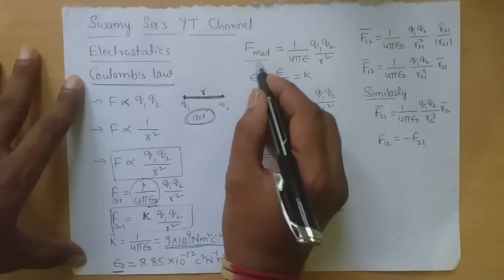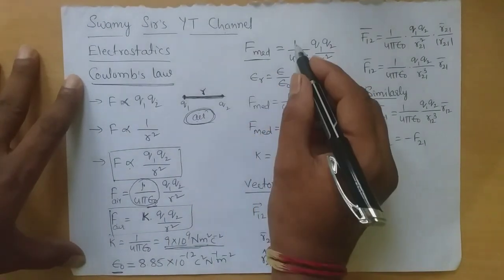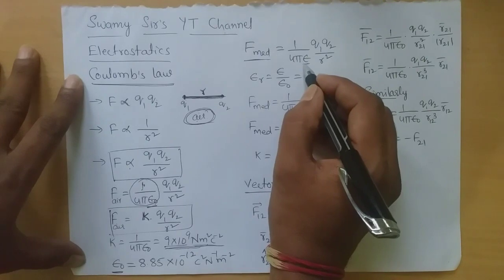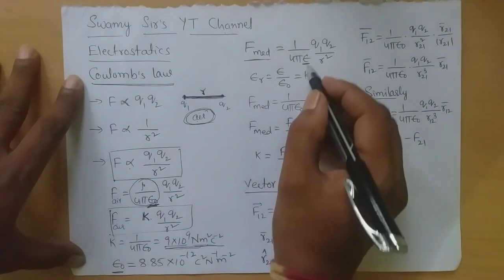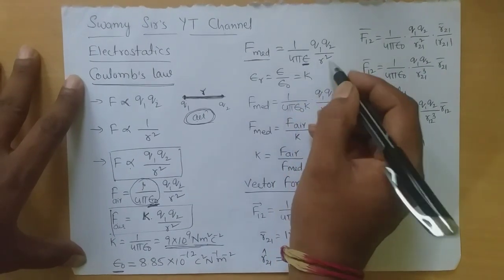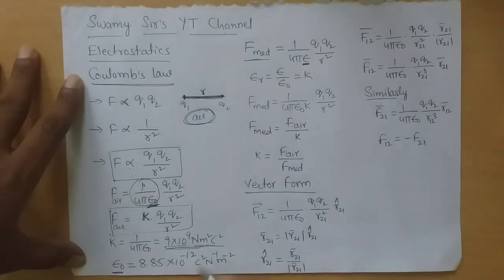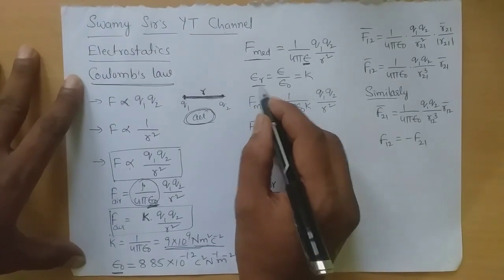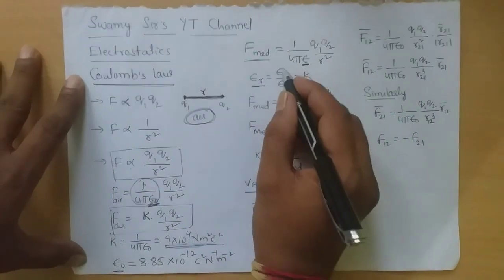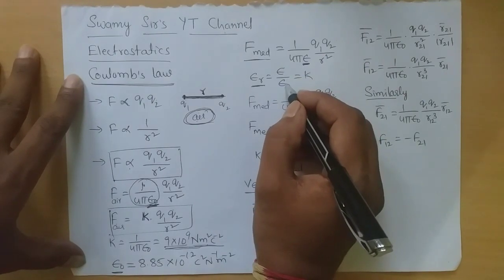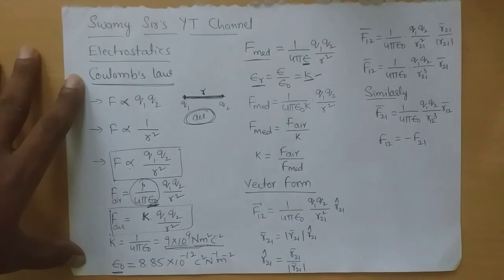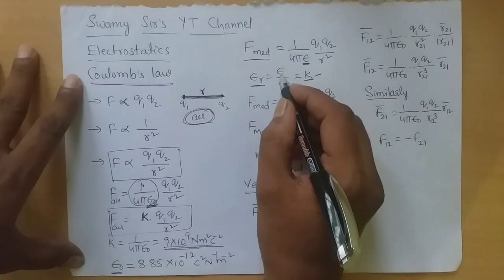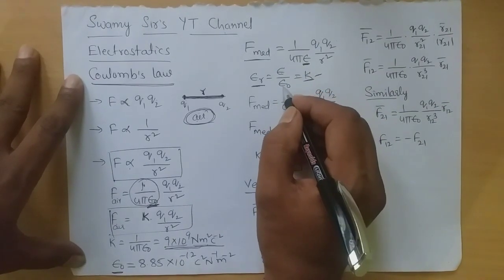Then the electrostatic force between the charges in the medium is 1 by 4 pi epsilon into q1 q2 by r square, where epsilon is the permittivity of the medium and epsilon naught is the permittivity of free space. We have one more formula: relative permittivity equals the permittivity of the medium to the permittivity of air. This is nothing but the dielectric constant K, the ratio of the permittivity of the medium to the permittivity of air.